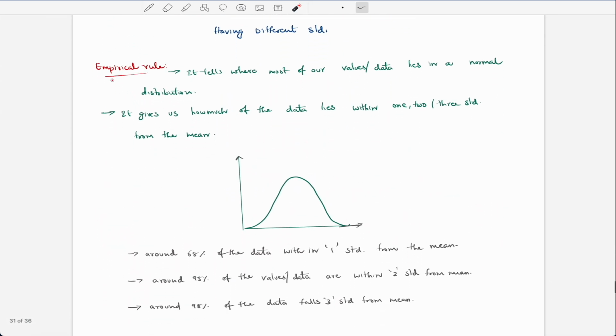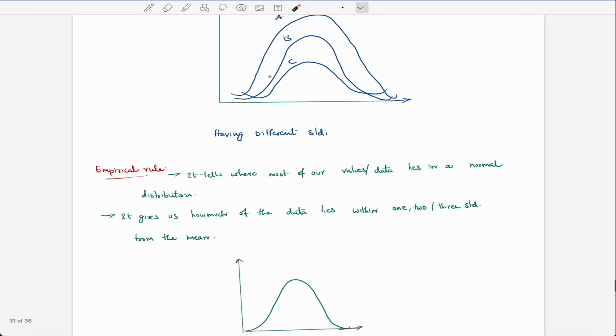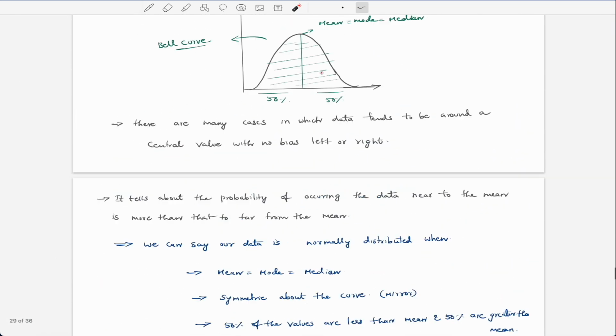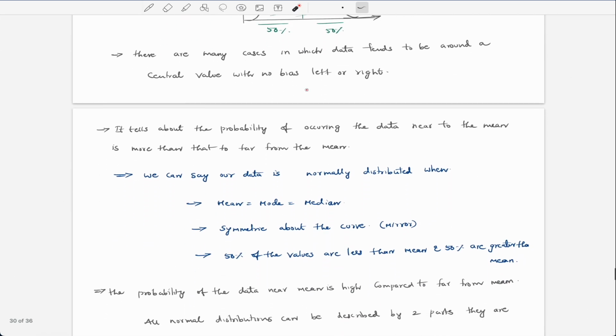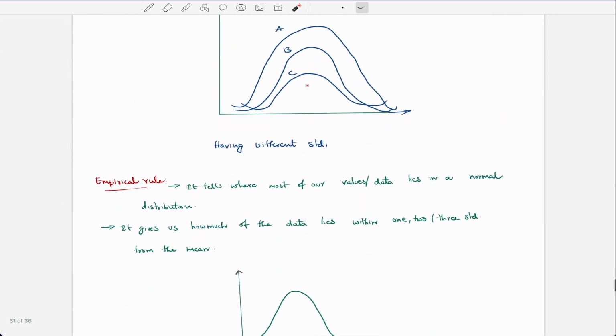So after that we have the empirical rule. What do we mean by this empirical rule? It tells where most of the values or the data lie in a normal distribution. We have seen this normal distribution, right? The empirical rule tells where most of the data lies in that normal distribution. So how are we going to find that?